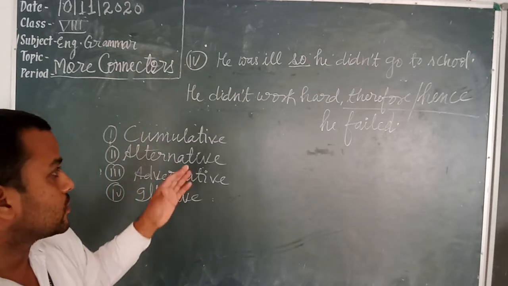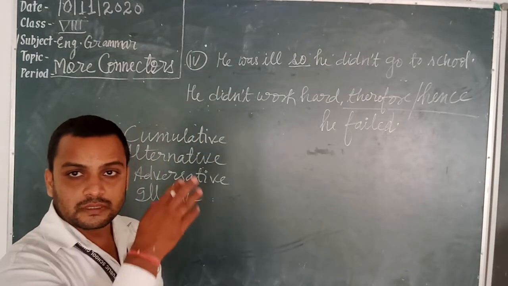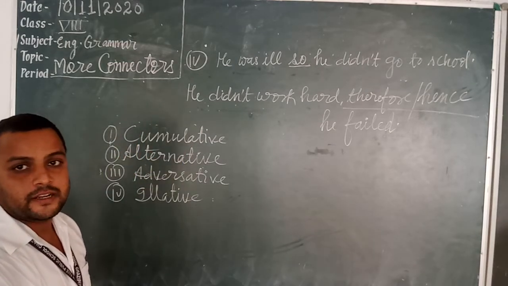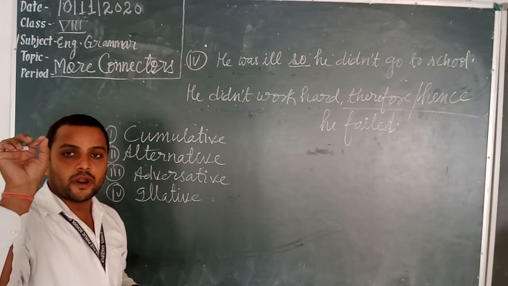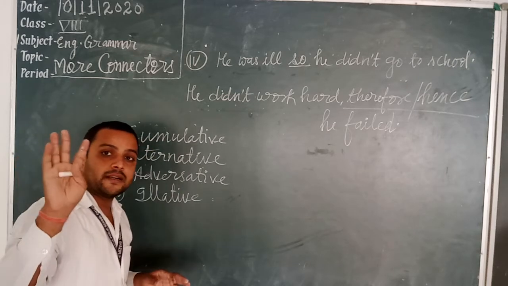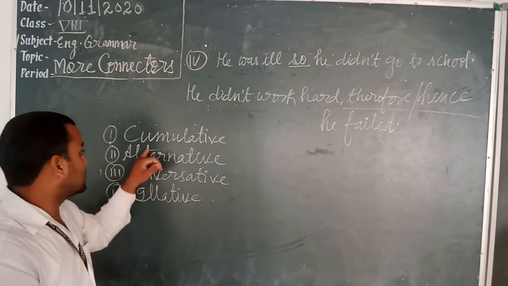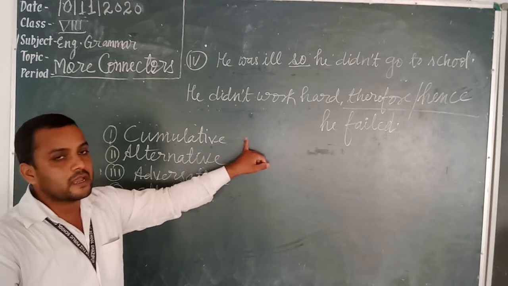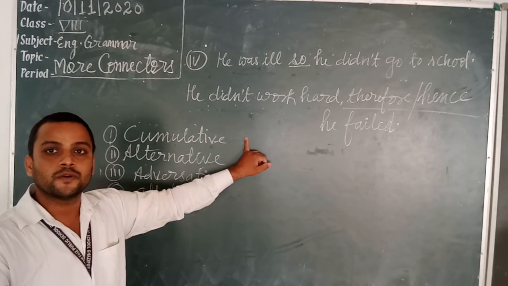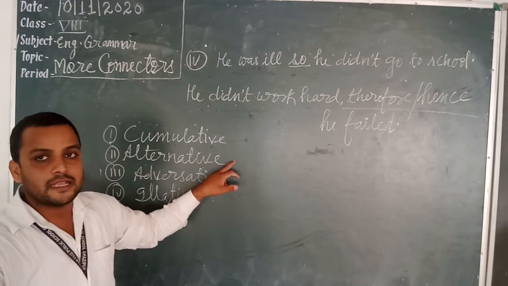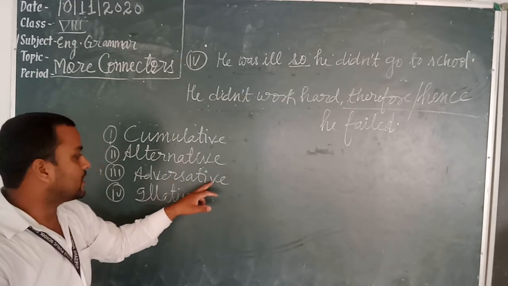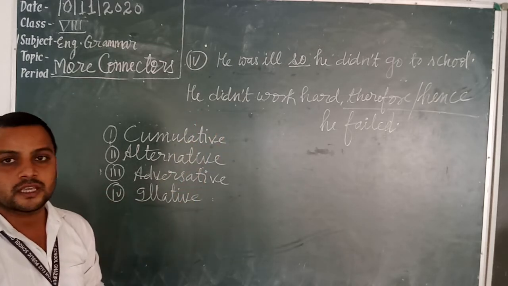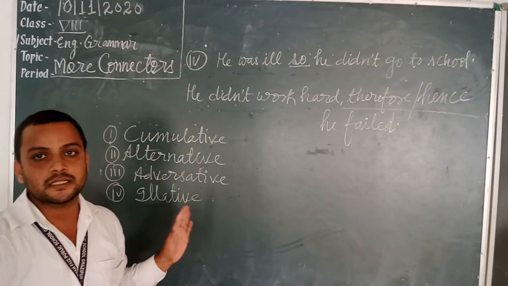Okay, so that portion is given in your chapter. Students, just see here, it is not given in your book, but I will tell you. Coordinating conjunctions are divided into 4 parts: cumulative, alternative, adversative, illative. In cumulative: and, as well as, not only but also, both and. Alternative: either or, neither nor, or. Adversative: but, still, yet. Illative: so, hence, therefore, as a result, these conjunctions come.